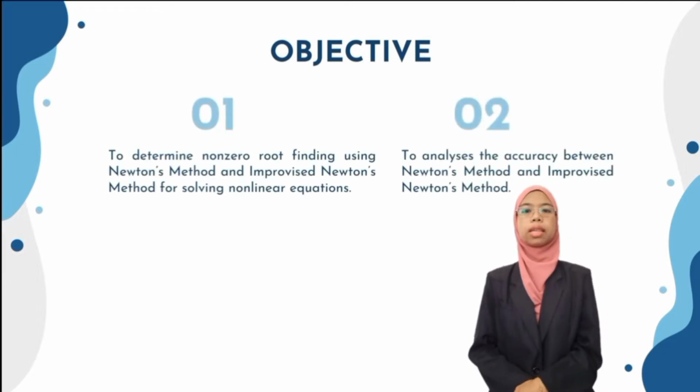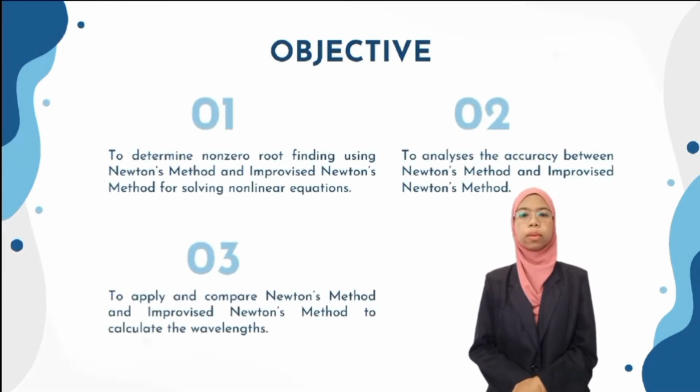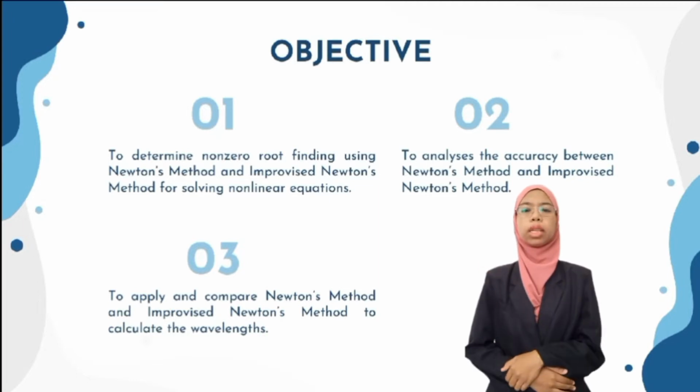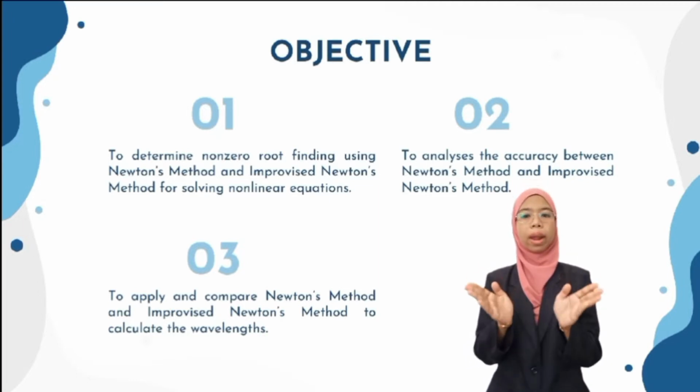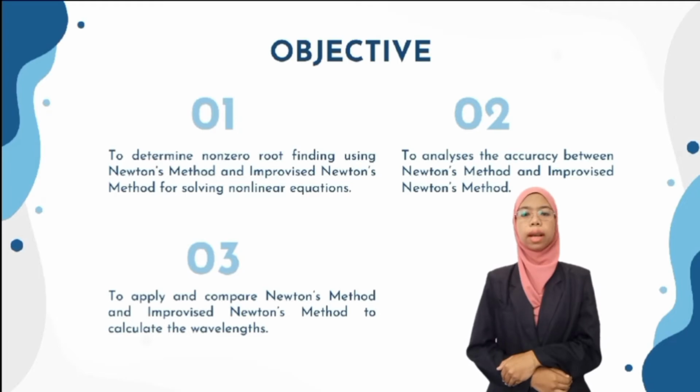First, to determine the non-zero root finding using Newton method and improvised Newton method, as well as to analyze the accuracy between all methods, and lastly, to apply and compare all methods to calculate the water wavelength approximation.